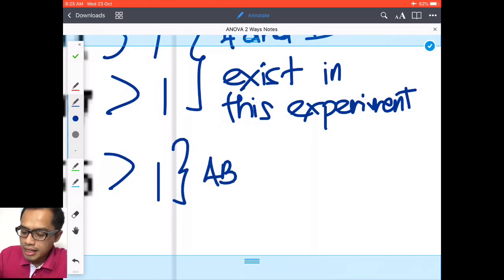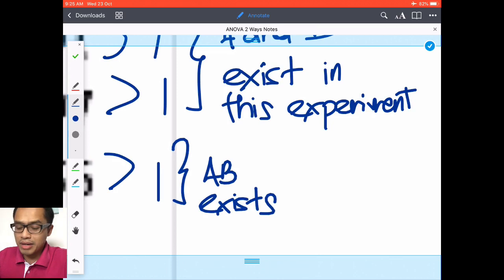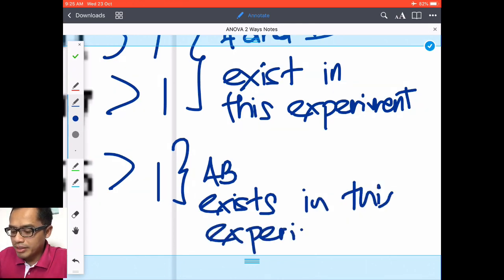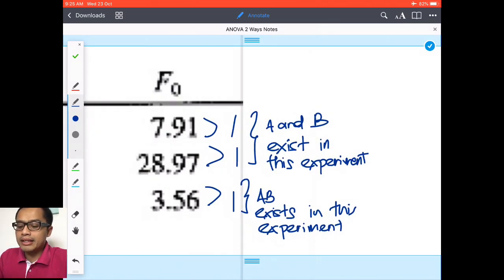And interaction AB exists. Okay, grammar. In this experiment. Good. Now, previously I said that there's a negative value and there's a positive value. However, if you're genius enough, you might notice that we don't have a negative value in two-way ANOVA. So how do we know that these results are increasing or decreasing? It's very hard to say.